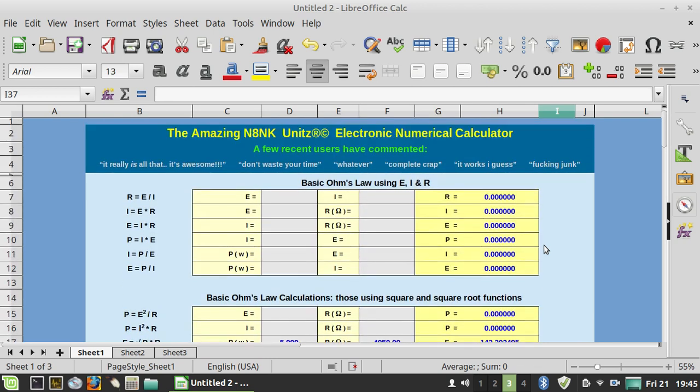So anyway, that's basically the rundown of the amazing N8NK Unitz electronic numerical calculator.